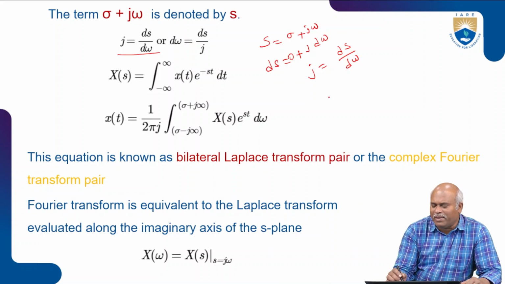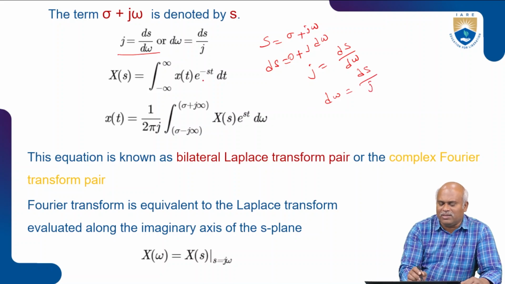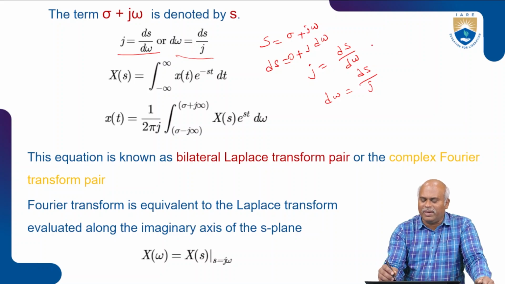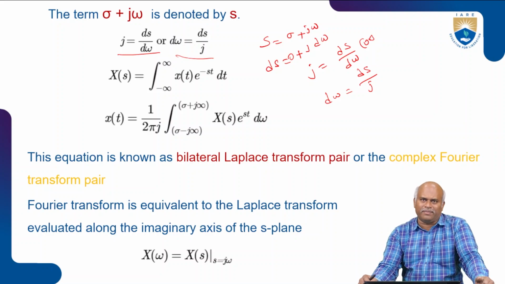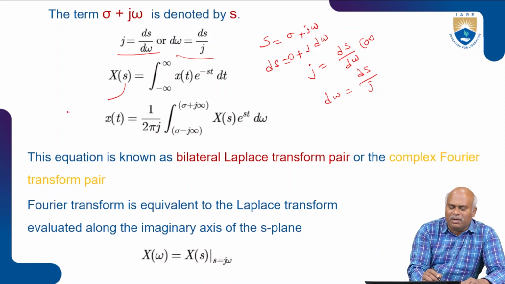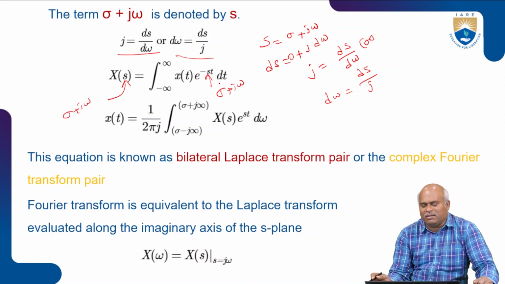Then d omega is equal to ds divided by j. So here we have two conditions: j is equal to ds divided by d omega, or d omega is equal to ds divided by j. Then we can substitute into the Fourier transform condition. Instead of sigma plus j omega, we substitute s, and in the other place also, sigma plus j omega is replaced by s.